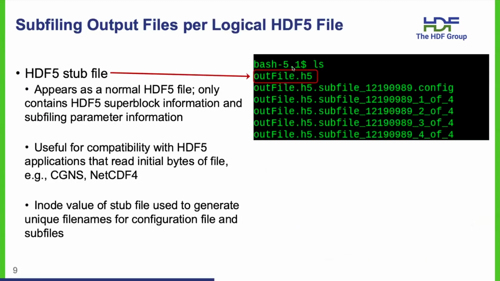So when you use subfiling, you get multiple output files. The first one is a subfile, which is just a placeholder. It appears as a normal HDF5 file. We added superblock information, and this is useful, for example, with netCDF or CGNS, which might read the first bytes of the file to determine what kind of file it is. Reading the magic number to determine the file type is very popular. Then we use the inode of that subfile to generate unique file names for the other two files: the subfiling configuration file and the subfiles themselves.